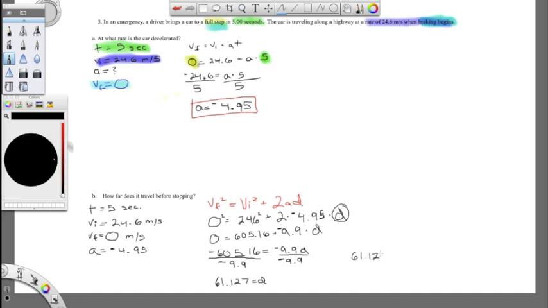So 61.127 is going to be in meters. And we don't want to forget our units, so we want to make sure we know all of our units. So we've kind of forgotten the acceleration units, but it's okay because we haven't completed our problems yet. And so, what I want to say is never forget to write your units.